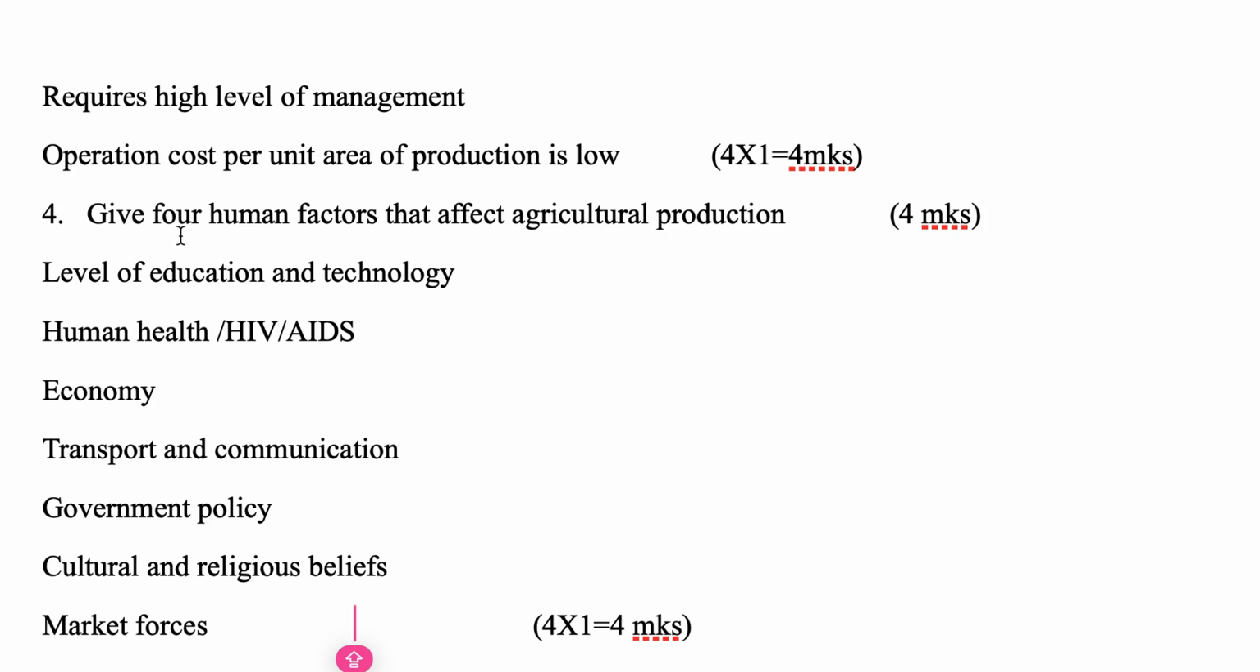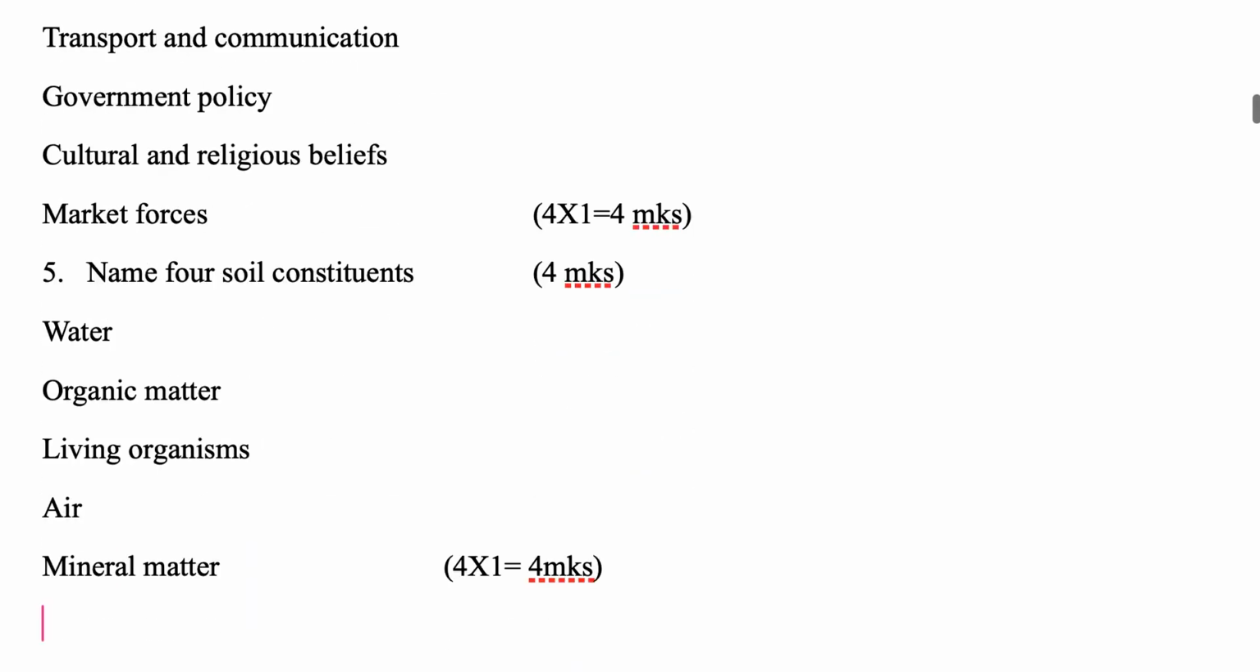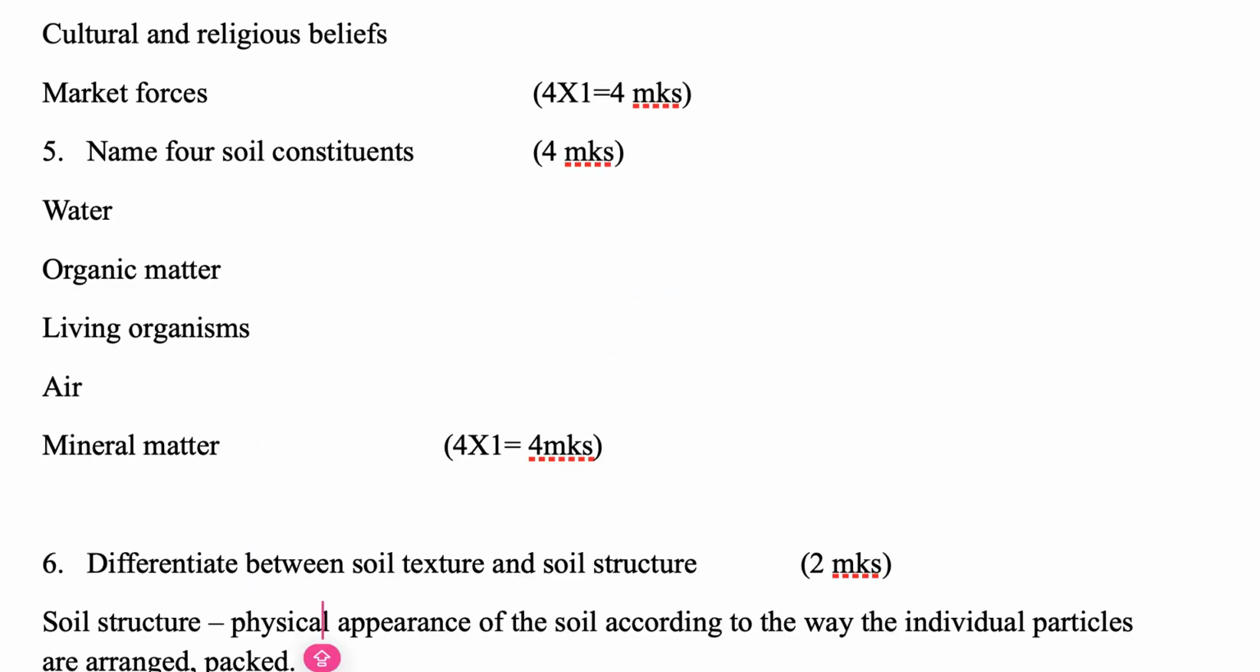Question 4. Give 4 human factors that affect agricultural production. Level of education and technology, human health, economy, transport and communication, government policy, cultural and religious beliefs, market forces. Question 5. Name 4 soil constituents: water, organic matter, living organisms, air, and mineral matter.